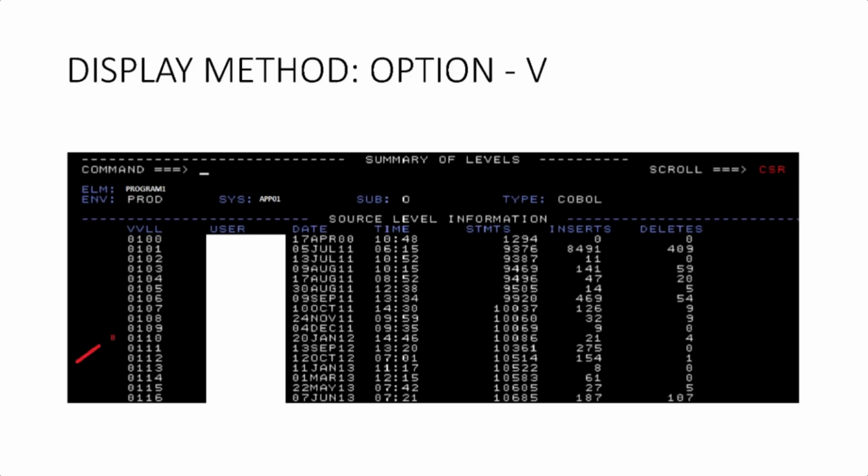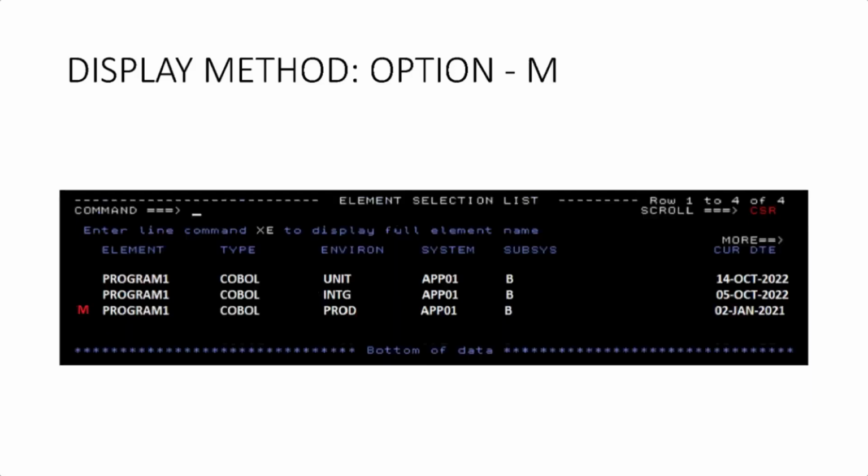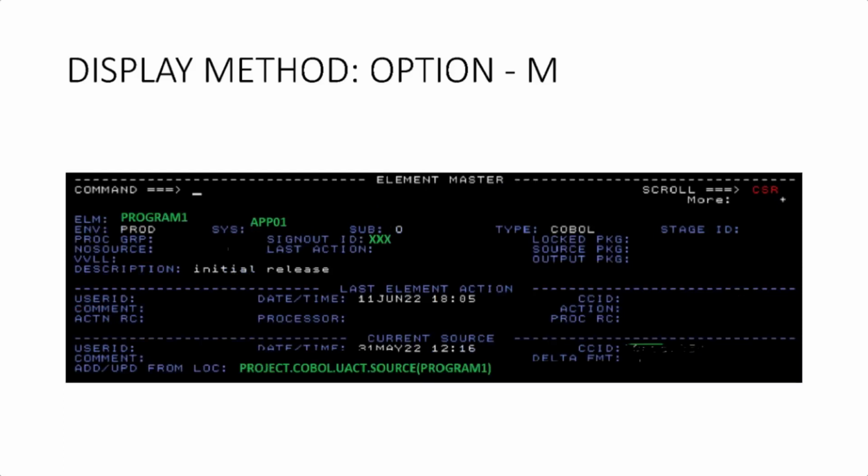So like this, if you want to see the content of whatever previous versions, meaning till what point of changes, then we can give B for browse there and give enter, and it will open the content of that element at that time. The next option is option M. If we give M for master, it will open the details of where the program has been added from, and the program details like which region it belongs to and all.